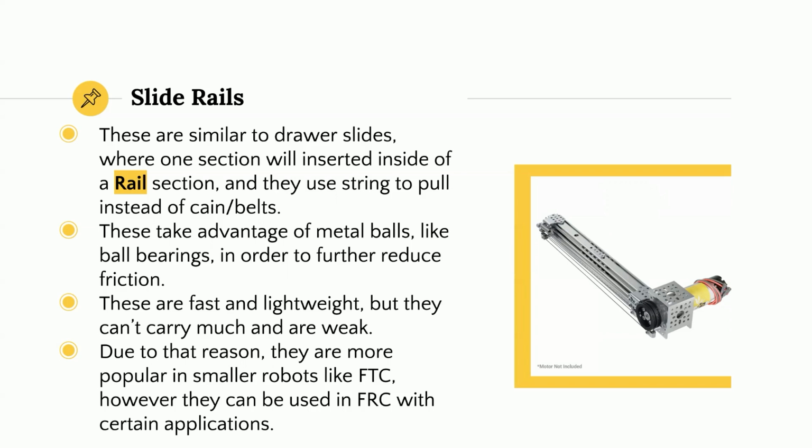For example, if you're stacking two linear slides next to each other where you have one vertical and one horizontal, these are really good as the horizontal linear slides as they're more compact and they're smoother.